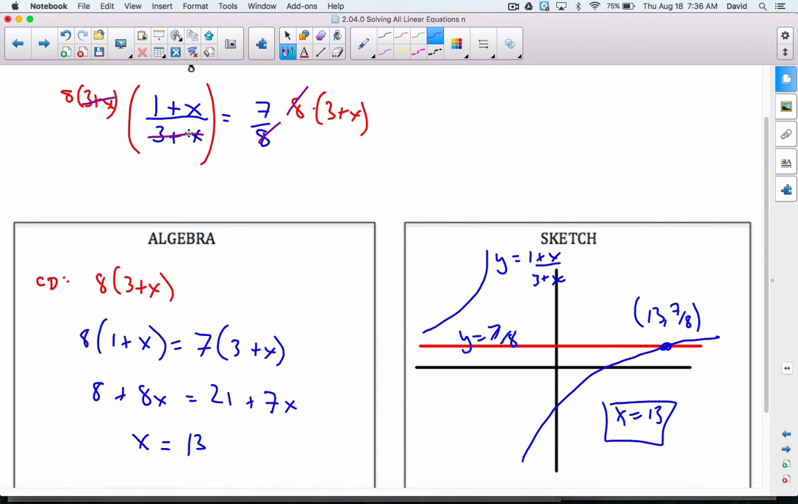And so making the equation, you have to think about, but once you have the equation, then we just use the techniques that we have learned in the past.